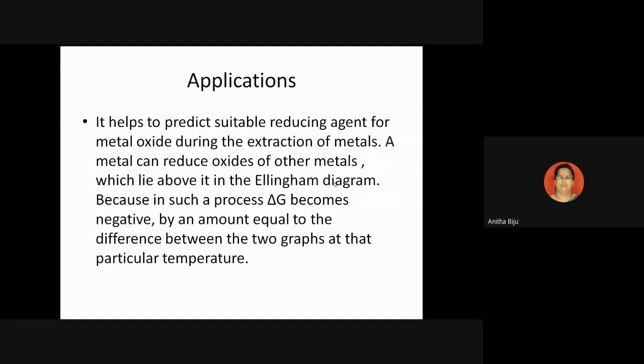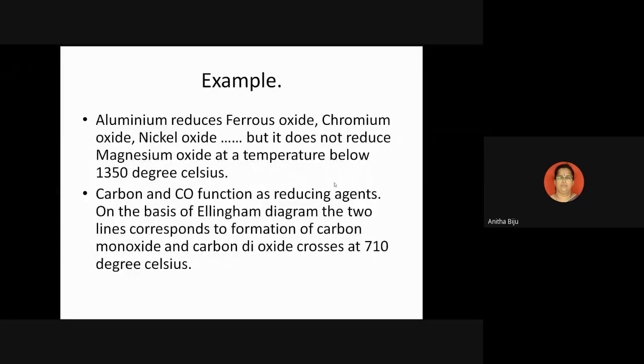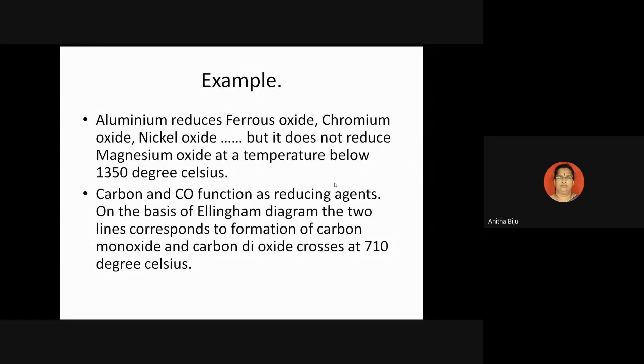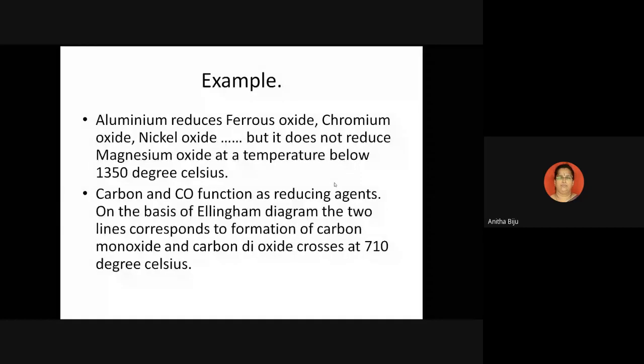So look at the next example. This is the example for that application. Look at that. Aluminium reduces ferrous oxide, chromium oxide, nickel oxide, etc. It is ferrous because in the case of iron, mainly two oxides are possible. One is ferrous oxide, another is ferric oxide. So here it is ferrous oxide and its formula is FeO. Chromium oxide is Cr2O3, nickel oxide is NiO.